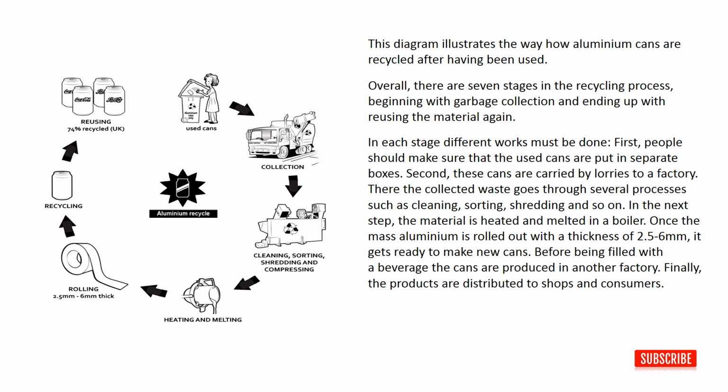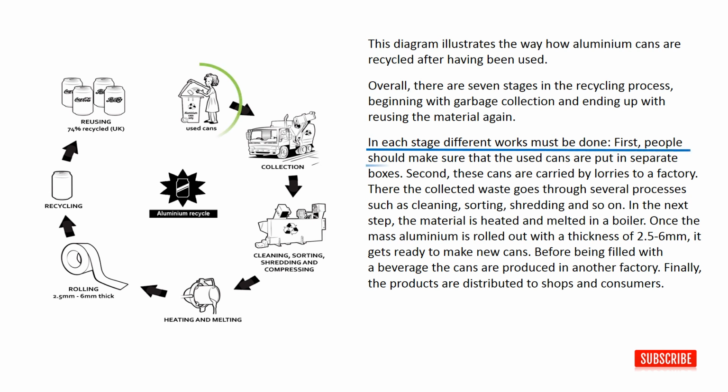In the next paragraph, we should describe each stage separately in detail. However, unlike graphs, charts and tables, diagrams have no general rules for grouping data. In fact, you can group the data in 1, 2, or 3 paragraphs. But, remember, you should describe the stages sequentially step by step. In this case, I described all stages in 1 paragraph. In each stage, different work must be done.